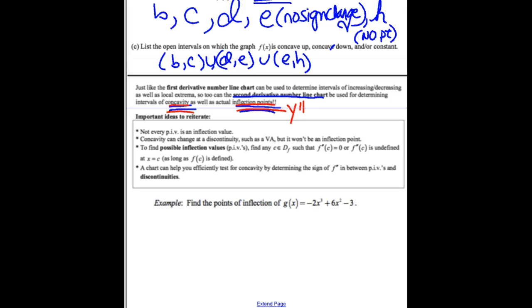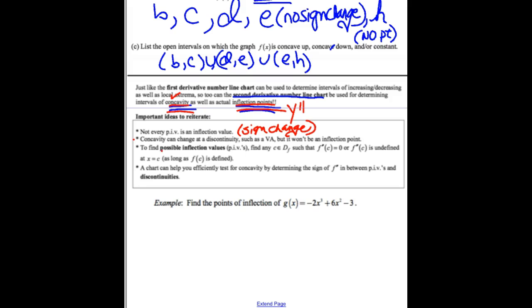So some things to notice. Not every possible inflection value is an actual inflection value. We need to have a sign change at a point that is defined, so not an asymptote. Concavity can change at a discontinuity, like at a vertical asymptote, but that won't be an inflection point. It needs to be considered because you can be concave up on one side of an asymptote and concave down at the other, but that doesn't mean, despite the sign change, that you have an inflection point, because we have to, again, be defined there.